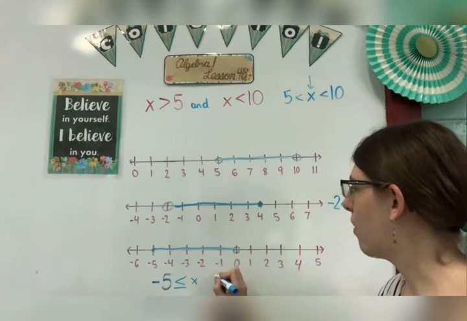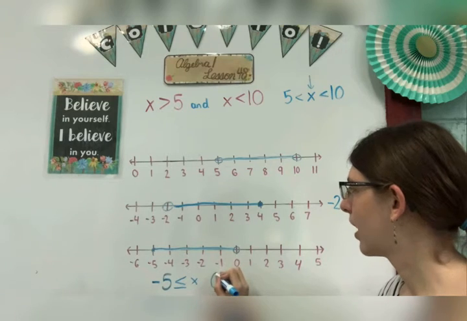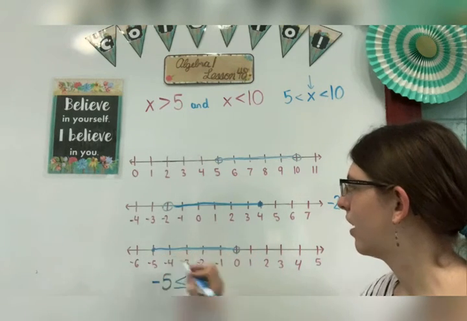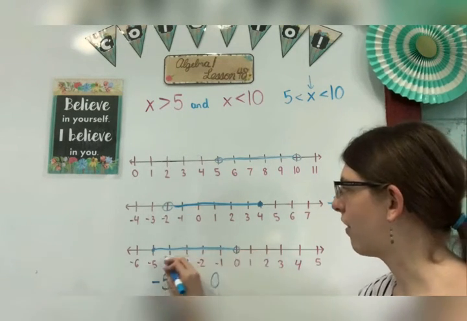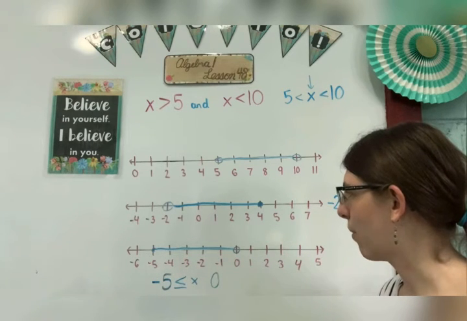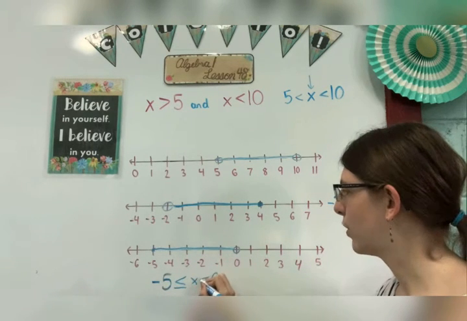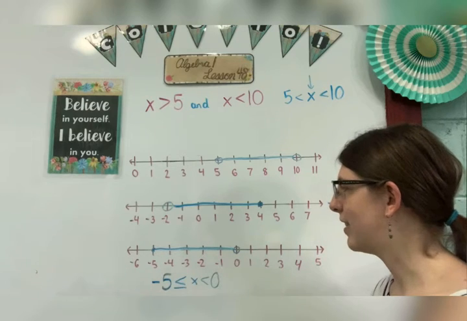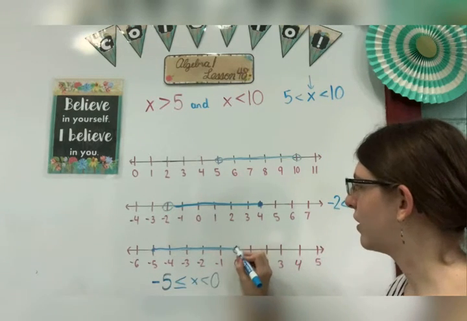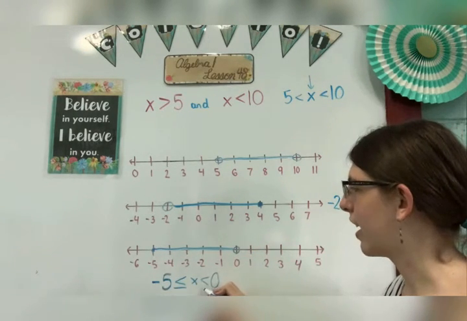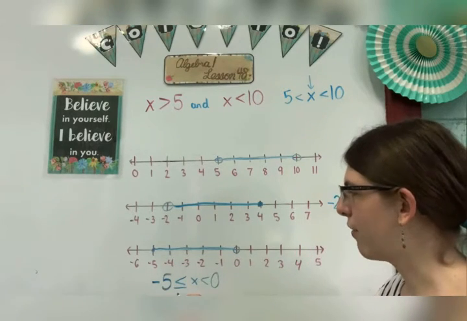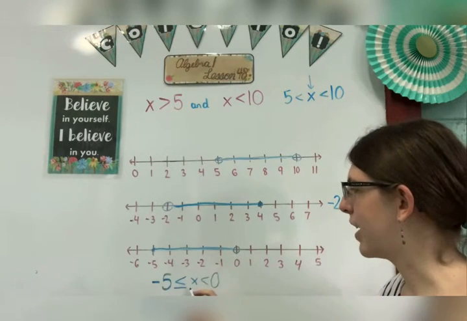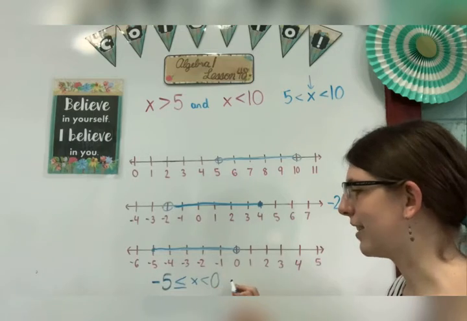Now I have a 0 on the other side. All these numbers that are filled in here on the line, they are less than 0, smaller than 0. So x is less than 0. My circle here is not filled in, so I don't draw a line under it. So it is -5 is less than or equal to x, which is less than 0.